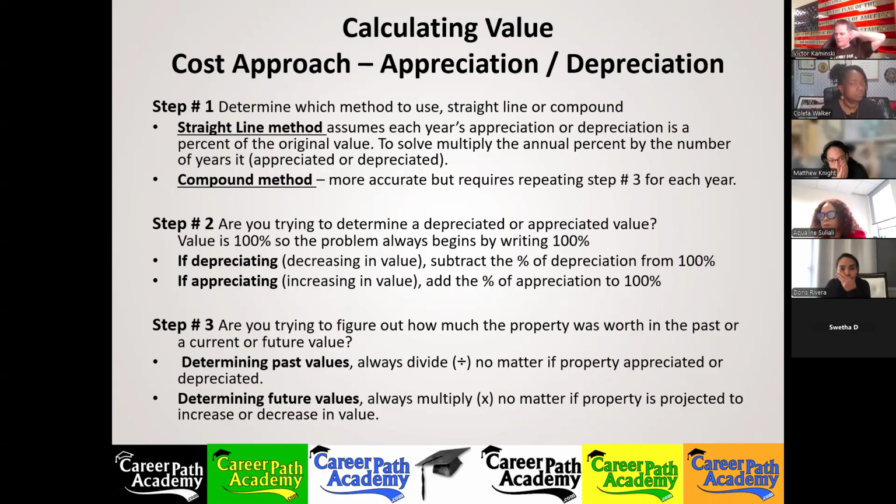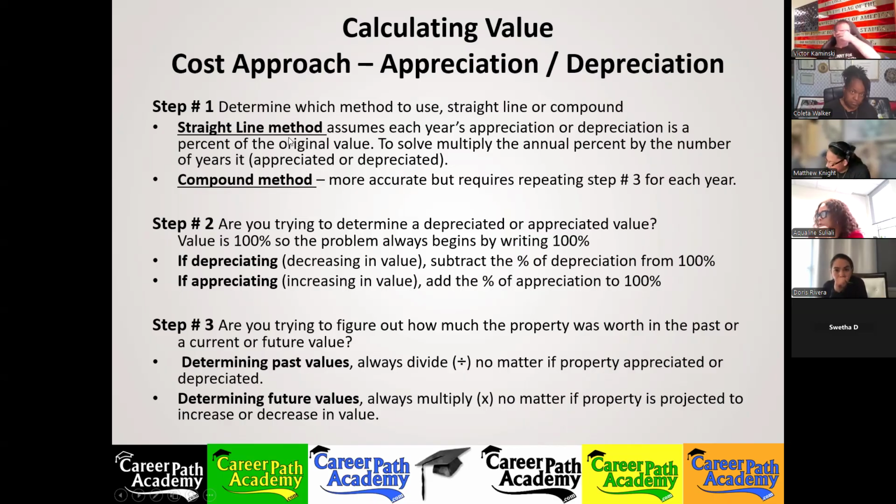Usually we're going to get a math problem, probably calculating depreciation of a property. Now, the first step is figuring out if you're going to be using the straight line method or the compounding method. If the problem doesn't tell you which method to use, you're going to use the straight line method.